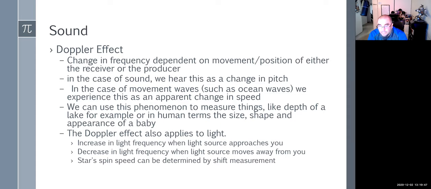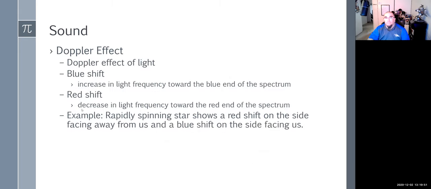Star spin and shape can be determined by shift in movement, right? We'll talk about that with stars as well. So when we talk about the stars, we have what's called blue shift and red shift. The blue shift is an increase of frequency towards the blue end of the spectrum, or red shift towards the red end of the spectrum. When a star spins, right, it shows a red shift on the side facing away from us and a blue shift on the side facing us.